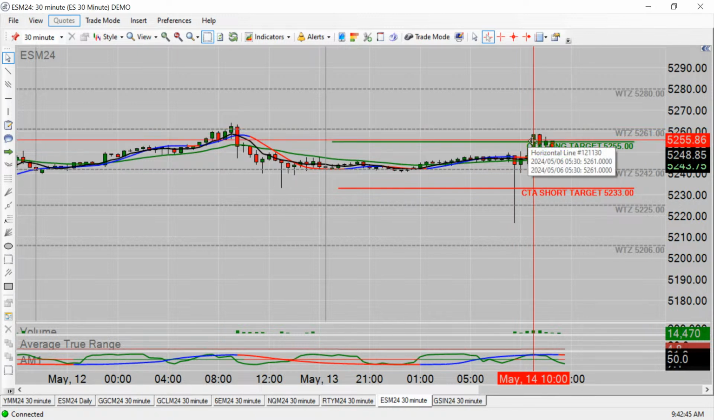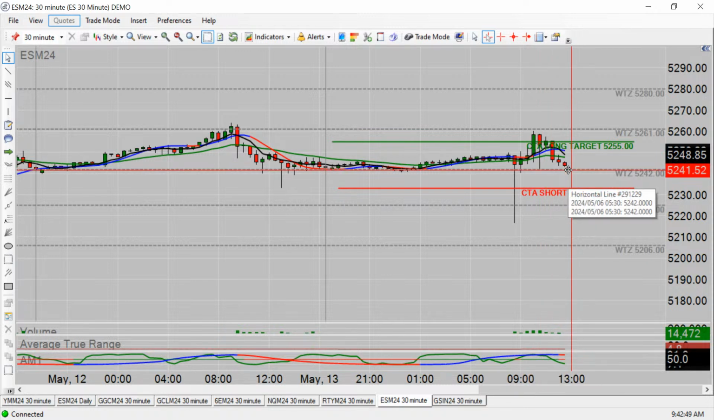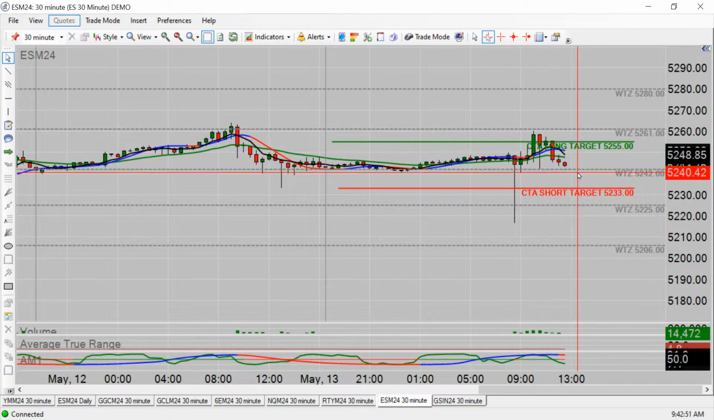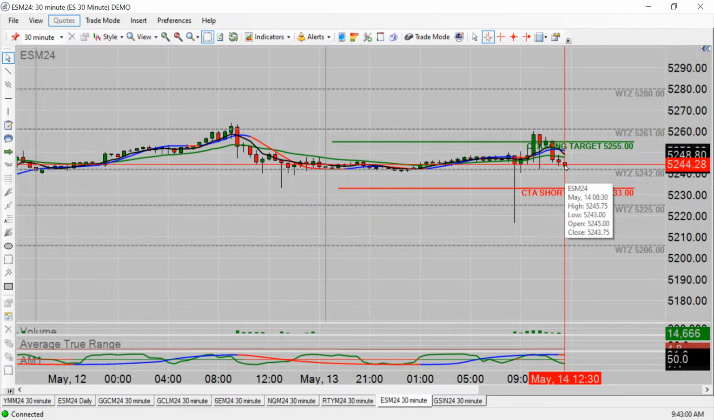Resistance will always send the market looking for support. We're at support. That's going to send the market looking for resistance. Again, the zone is 52.42/43, and the low of this current candle is exactly 43.